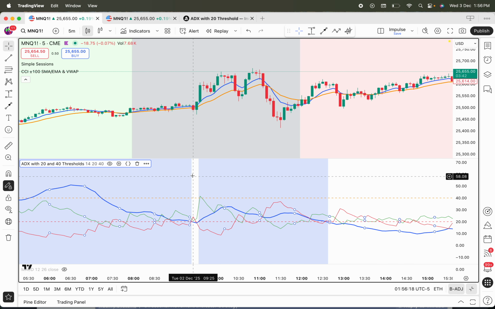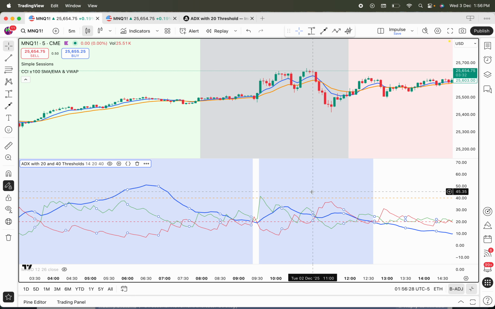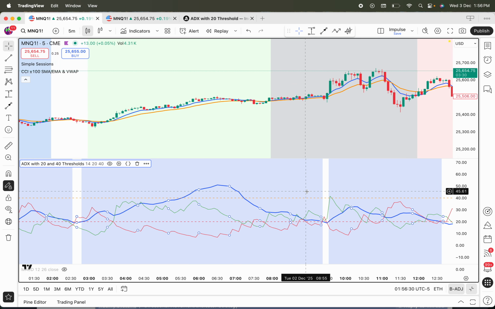When the background goes white, it means the ADX line has gone under your threshold, which is 20, okay? So no trades. Blue means trading and white doesn't.